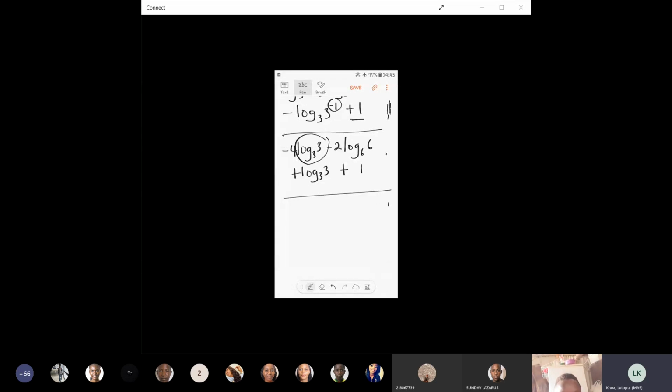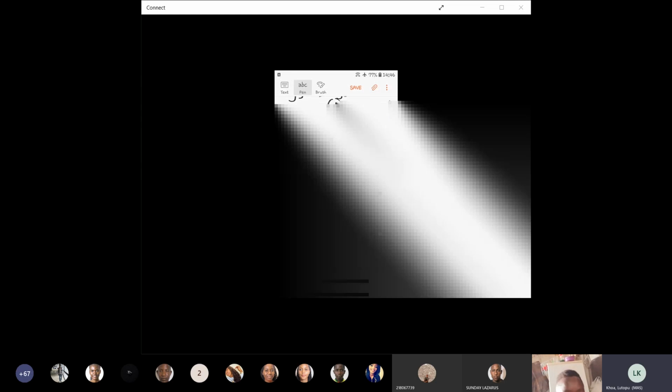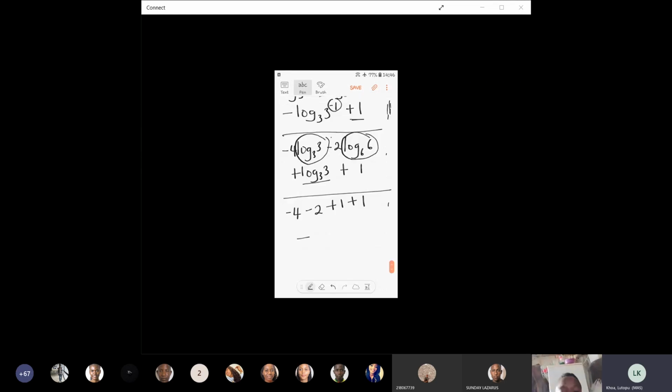Okay, now this log base 3 of 3 is equal to 1. So I have minus 4 times 1, which is just minus 4. And also log base 6 of 6 is equal to 1. So I have minus 2 times 1, which is minus 2. Log of 3 to base 3 is equal to 1. So I have plus 1 and then plus 1. So negative 4 minus 2 is negative 6. Negative 6 plus 1 is negative 5. Negative 5 plus 1 is negative 4. And that is our final answer.